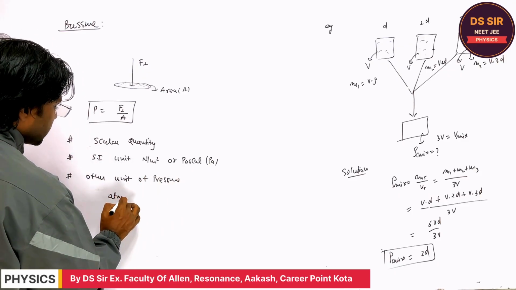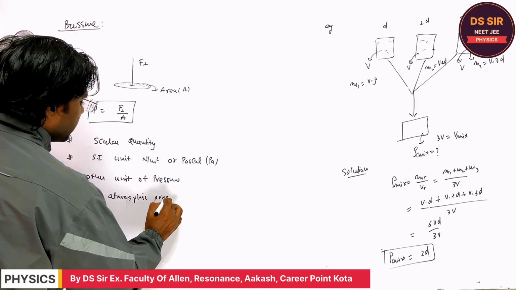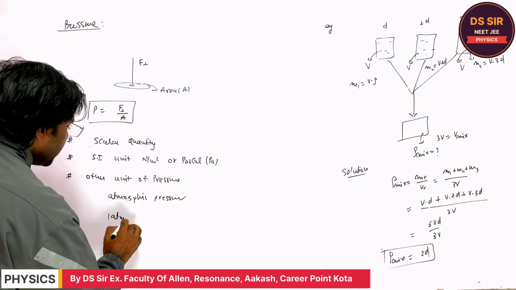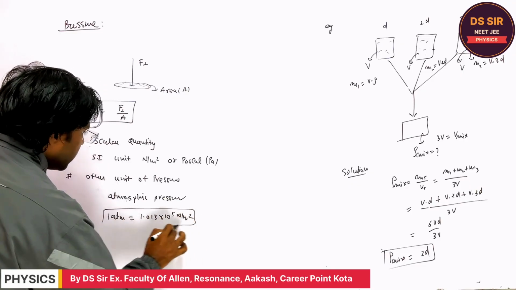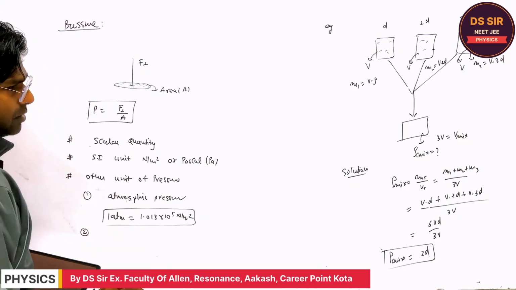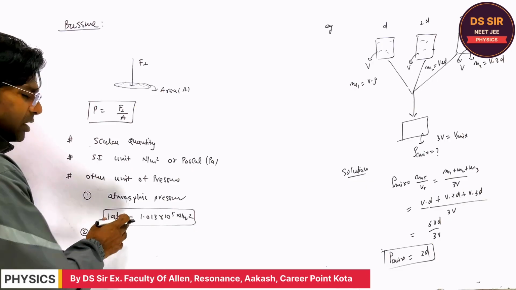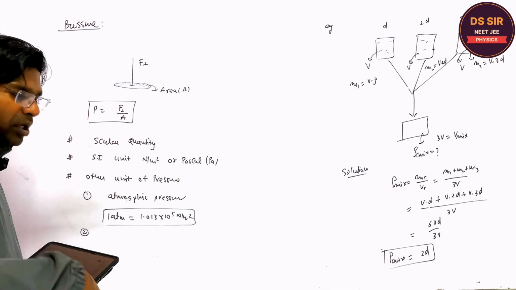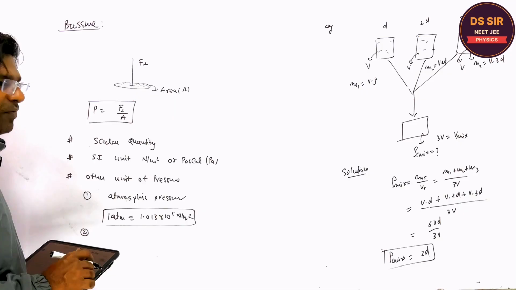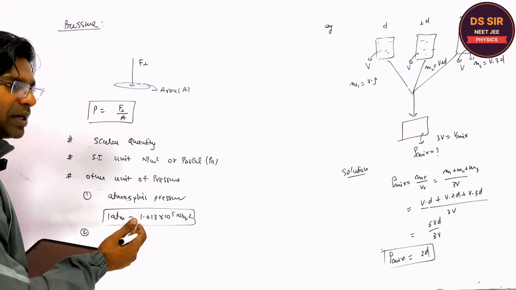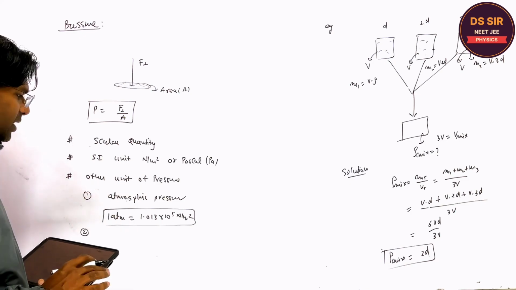First is the atmospheric pressure. One atmospheric pressure is equal to 1.013 into 10 to the power 5 Newton per meter square, right? This is the first unit. I think you know atmospheric pressure from chemistry. The atmospheric pressure is the pressure exerted by the atmosphere on our body and on the surface. Every time this pressure is being exerted by the molecules of the air on our body and everything, right?